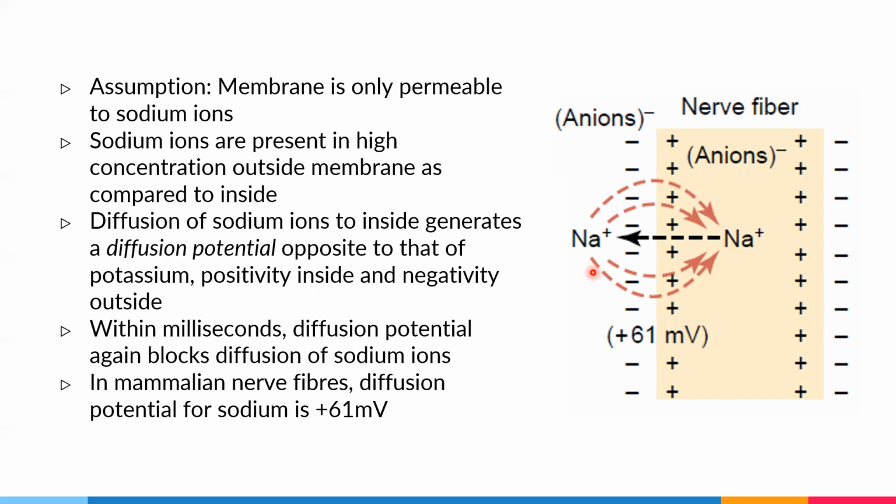Again, we will see that the polarity of the diffusion potential depends on the charge that appears on the inside of the cell. So this was the case that happens when we consider potassium and sodium separately, where no other ions are present.